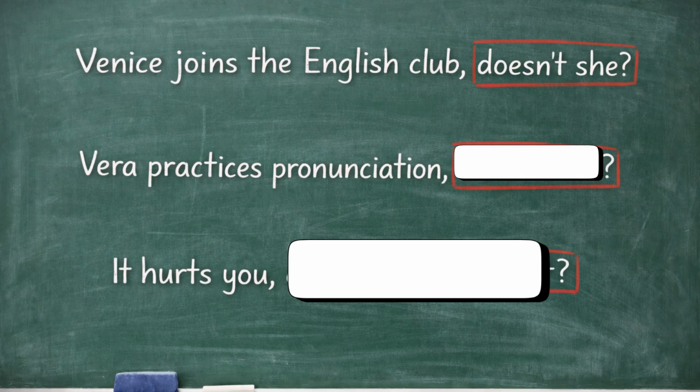All right. Now we have another statement here. Vera practices pronunciation. What is the main verb? Practices. Is it singular or plural? Singular, because the rule says when the subject, which is in this case Vera, is singular, the verb must also be singular. And a singular verb in the present tense has letter S. We don't say Vera practice, but we say Vera practices pronunciation.